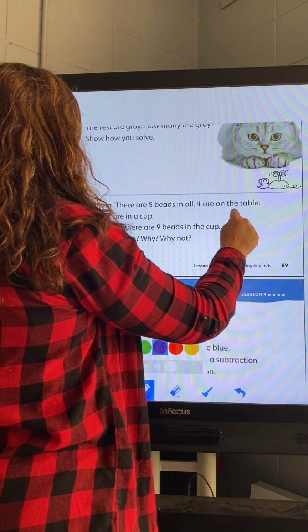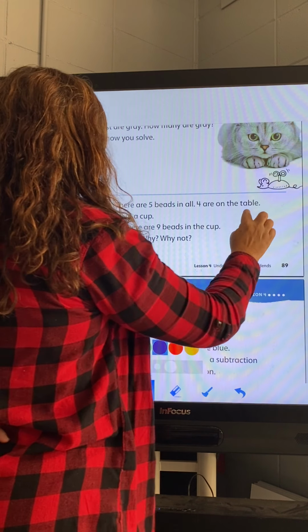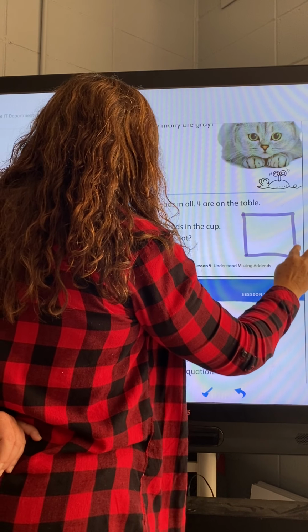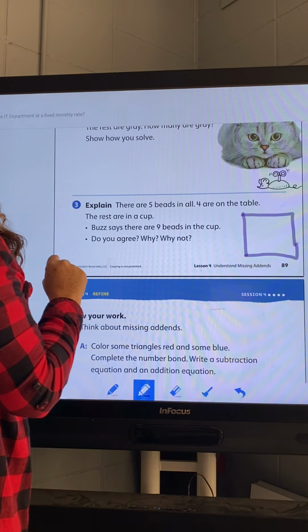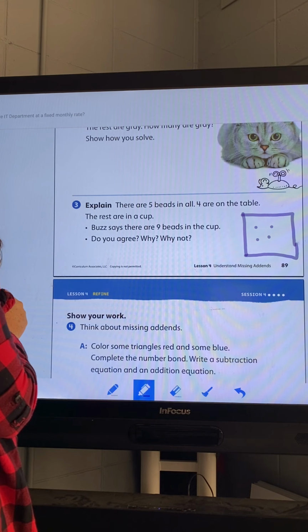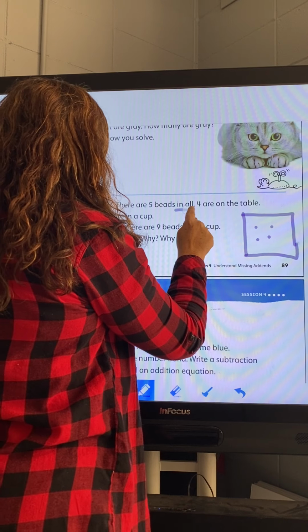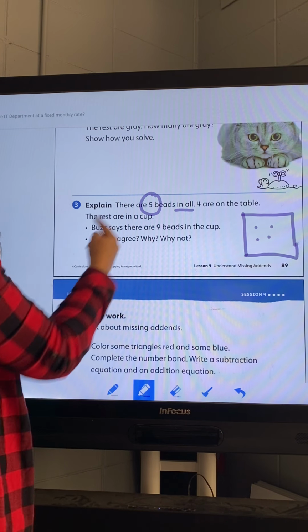Okay, I'm just going to draw a little box here. Okay. 5 beads in all. There's 4 on the table. So let's put the 4 on the table. 1, 2, 3, 4. Okay. Now we're going to count up to get to how many we have in all. Right here it says in all. This many beads in all. How many in all? 5.